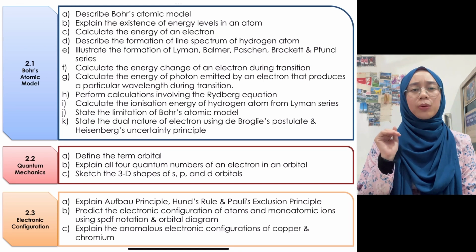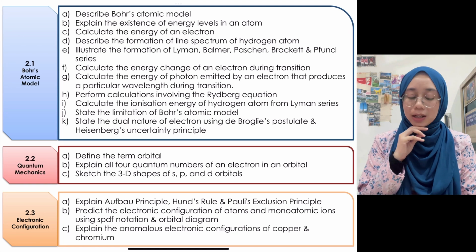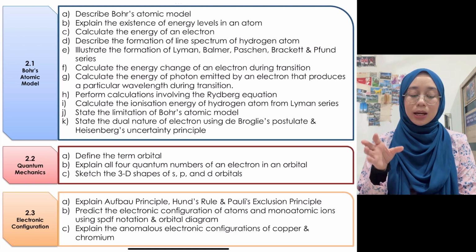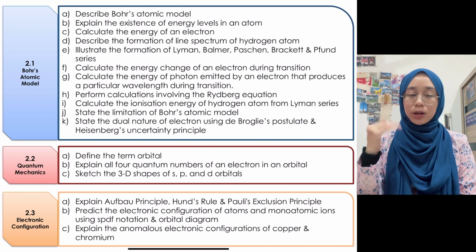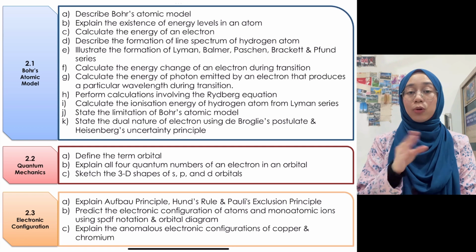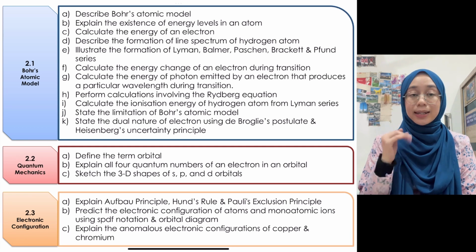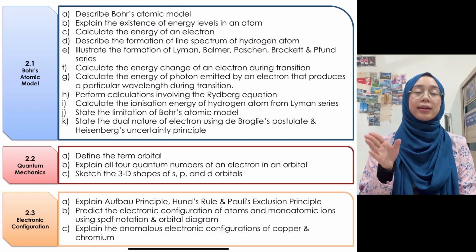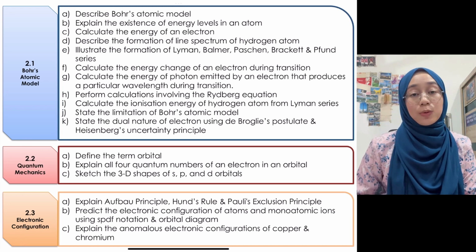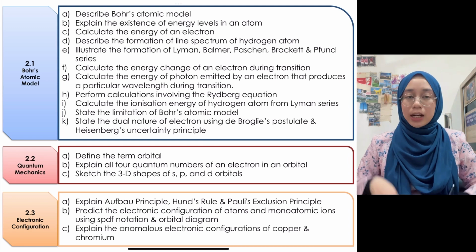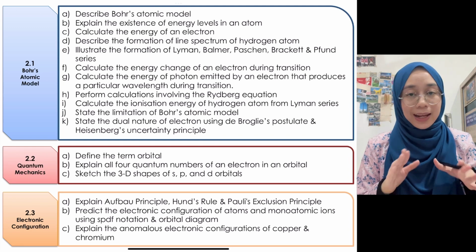So as you can see, Bohr's atomic model ni ada banyak skill learning outcome dia. Okay, and then the second part kita akan tengok quantum mechanics. So Bohr's atomic model, quantum mechanics, kedua-duanya adalah atomic model tapi atomic model yang berbeza lah. Okay, and last kali kita akan tengok kepada electronic configuration. Electronic configuration ni sebenarnya adalah kesinambungan daripada quantum mechanics punya model untuk atomic model. Okay, so nanti kita akan tengok more details on this later on.